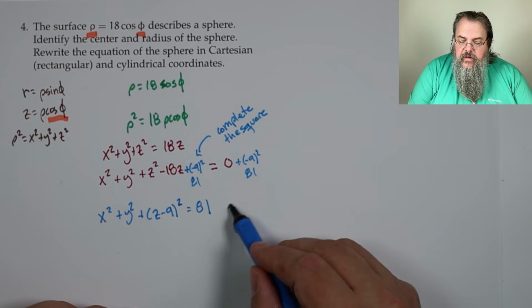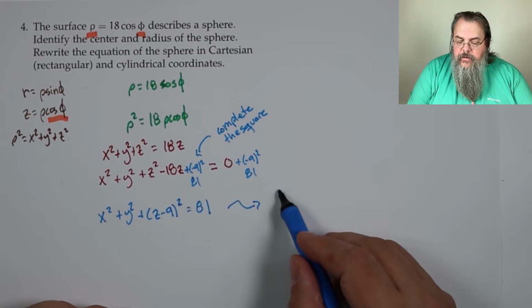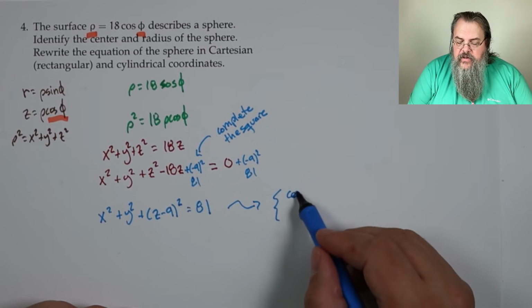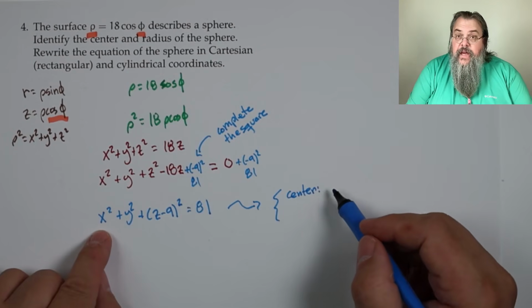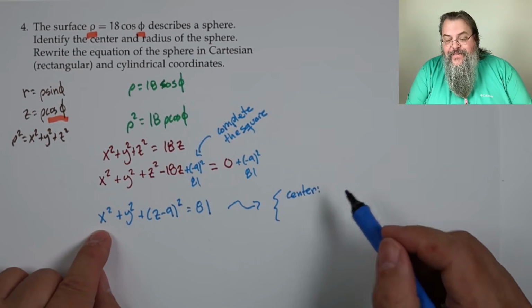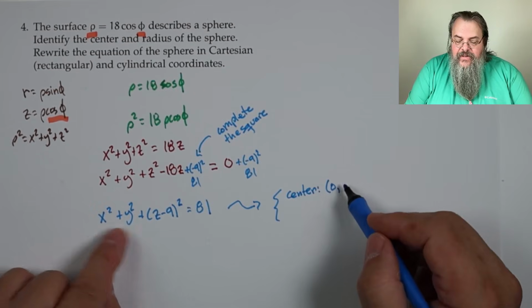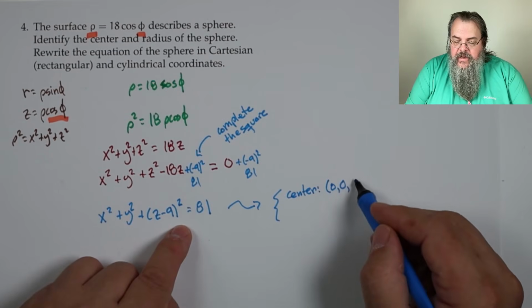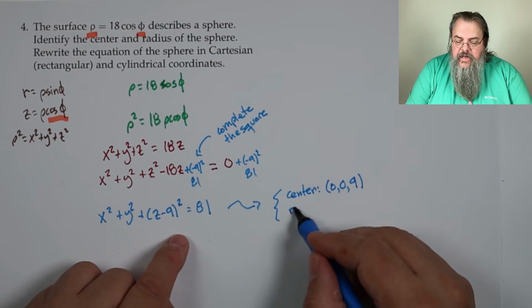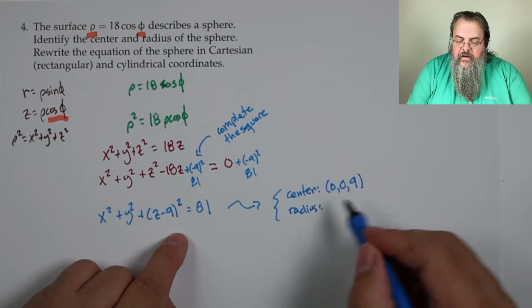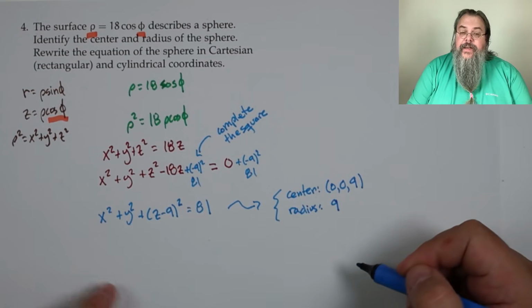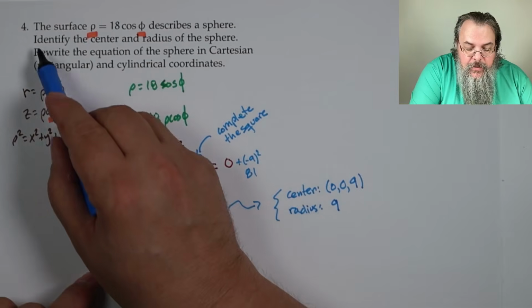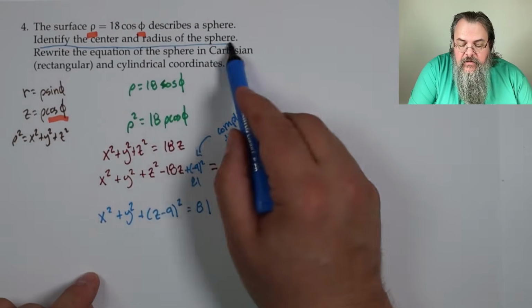And that says, aha, now we can read off. Our center is at 0, because the x squared means x minus 0 squared, so (0, 0, 9). And our radius is 9. Okay, so that's part of it, right? We've identified the center and radius of the sphere.